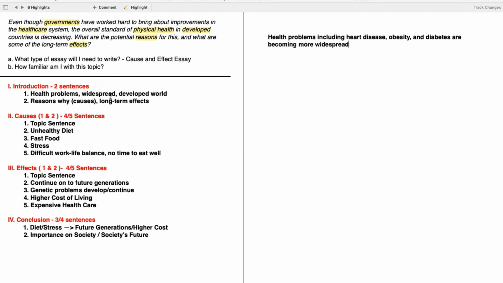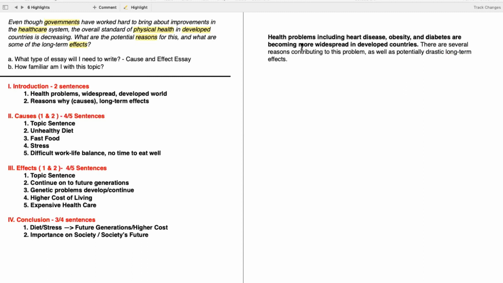This is my word here. And I'm going to talk about where, in developed countries. Okay, this is my first sentence. Now I'm going to talk about the reasons why. So I'm going to write, there are several reasons, because I'm talking about 2 causes and 2 effects. So several reasons contributing to this problem as well as potentially drastic long-term effects.